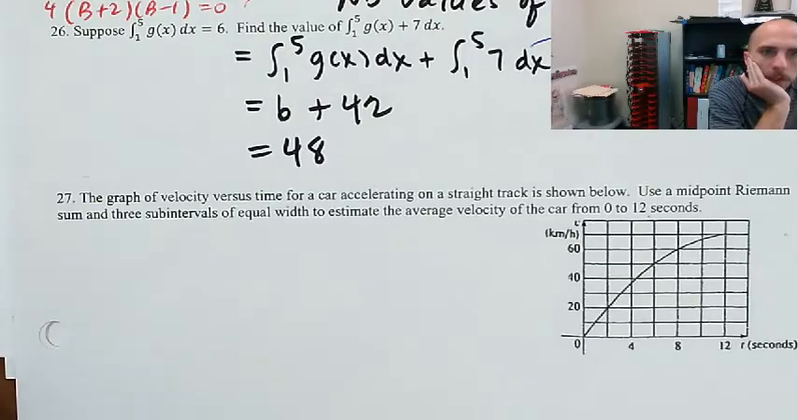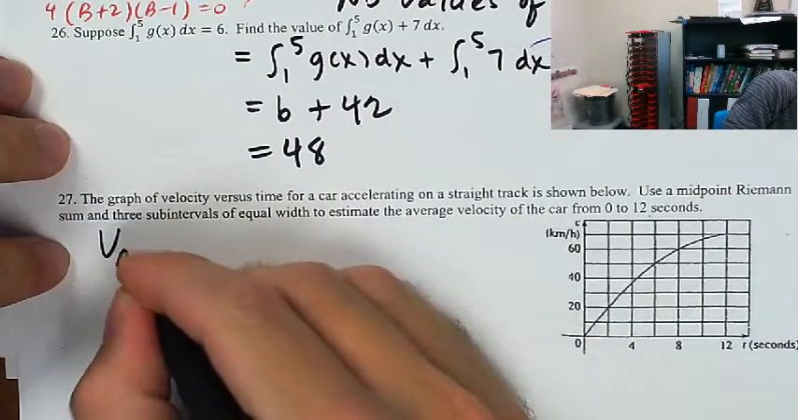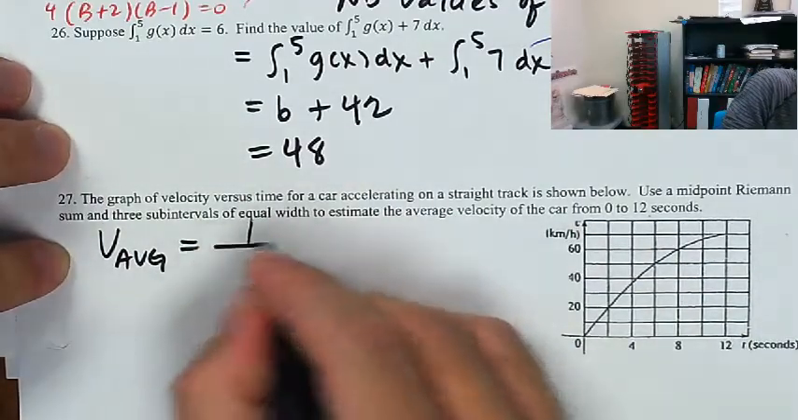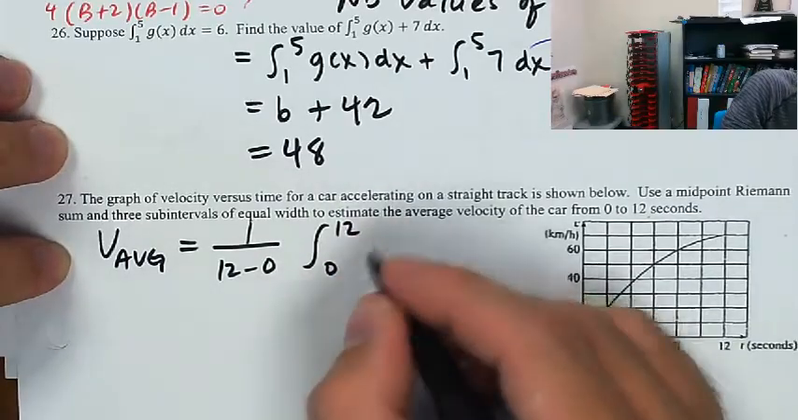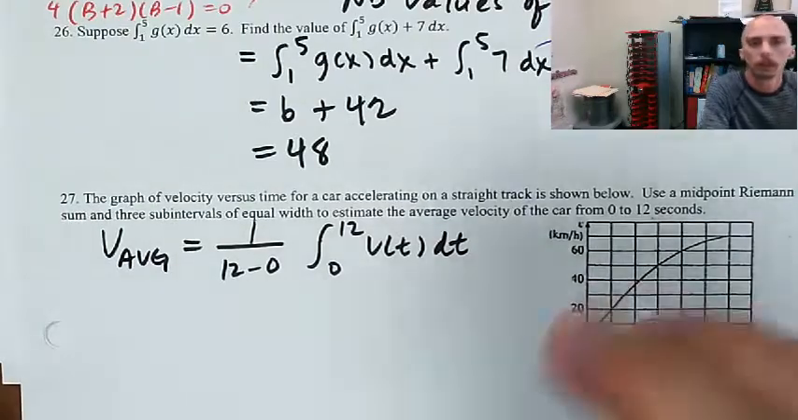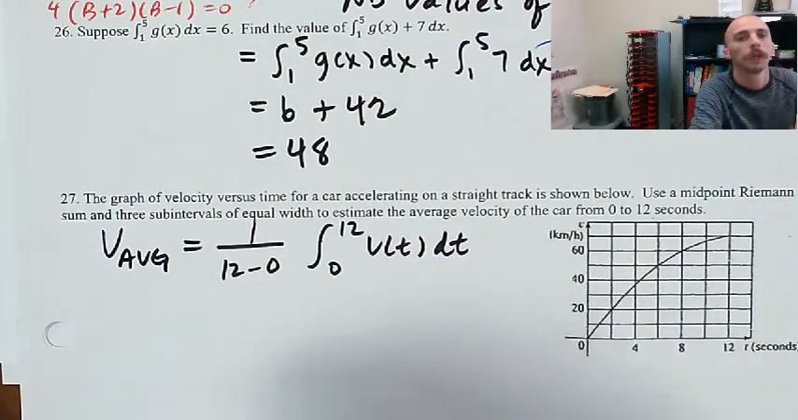Okay. Now let's talk about some average value. We're going to do average value by adding everything up and then dividing. So average velocity over 0 to 12 is going to be 1 over 12 minus 0 times the integral from 0 to 12 of v of t dt. That's how we find an average value of v. So we run an integral of it, we divide by the width of the interval we're integrating on.